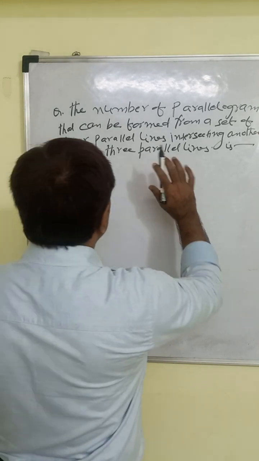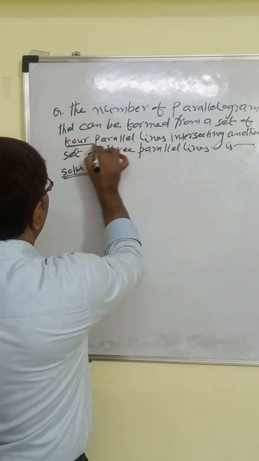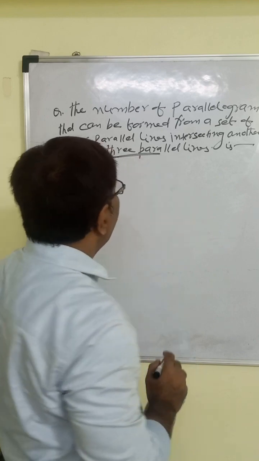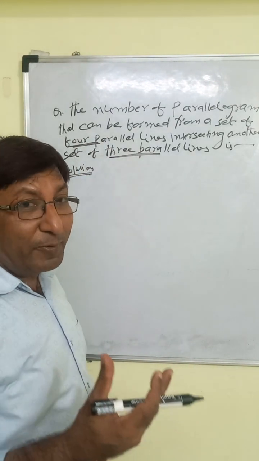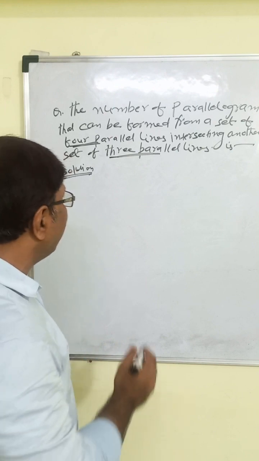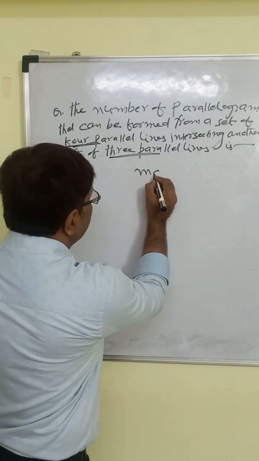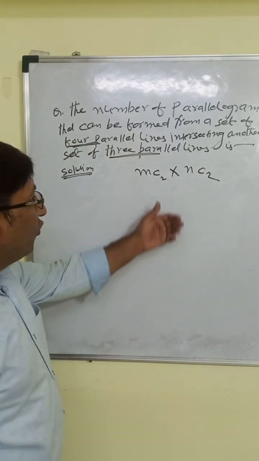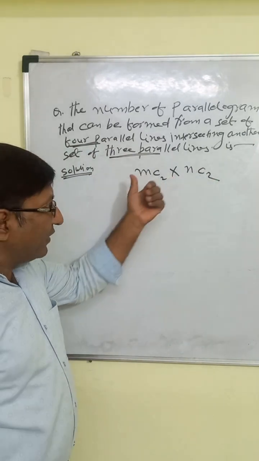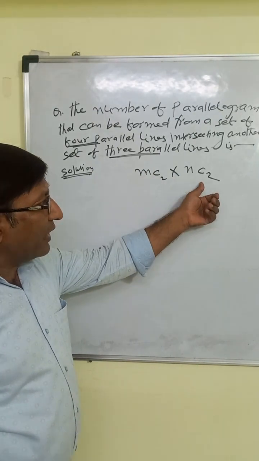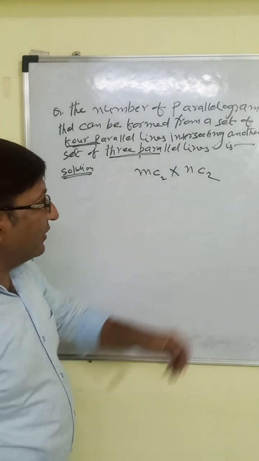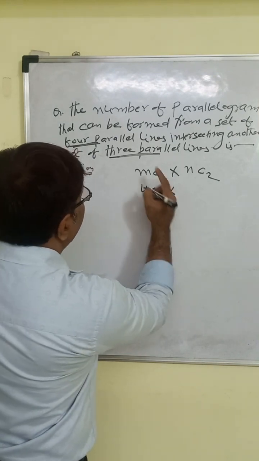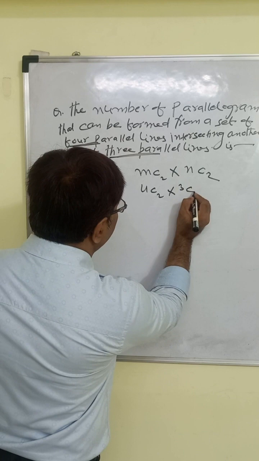Here are given two sets of parallel lines: one is a set of four parallel lines and another is a set of three parallel lines. And we are making what? Parallelogram. A parallelogram has four sides. So the simple technique is mC2 multiplied by nC2. That means make a group of two lines from the given four lines and again make two lines from the given three lines. So for the first, four parallel lines, 4C2, and for the second, three parallel lines, 3C2.